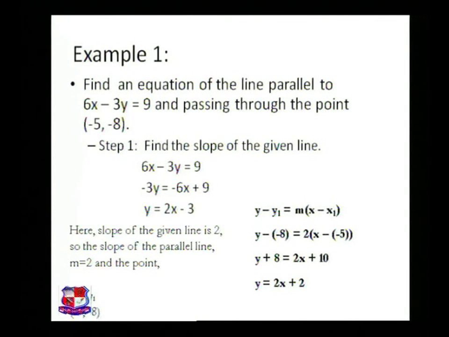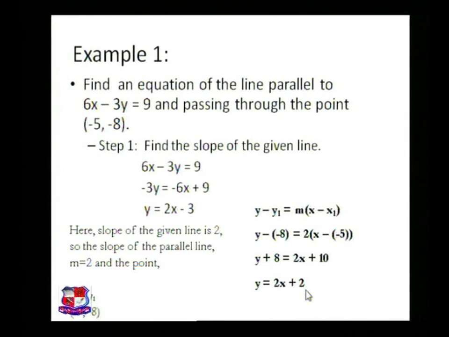Line, which is passing through the point (-5, -8). If we note one thing here, the equation of the given line is y equals 2x minus 3, and the line which we have got is y equals 2x plus 2.